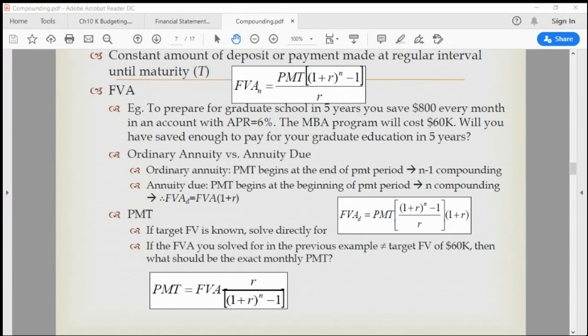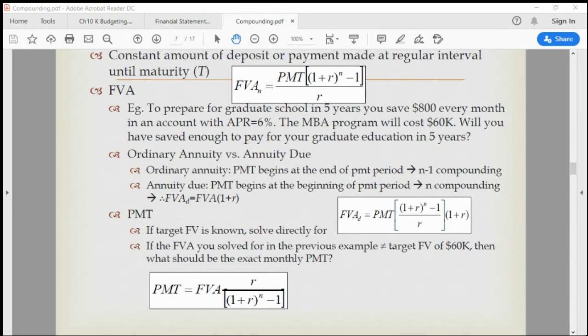So that's a more practical scenario, more realistic, right? And the other scenario was, you may make a deposit, but not at regular interval. You may make a deposit once in a while, here and there, right? Sporadically, a deposit of irregular amount.